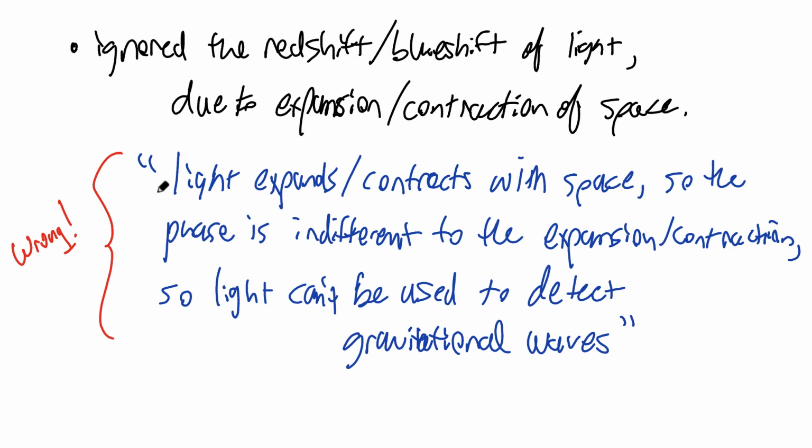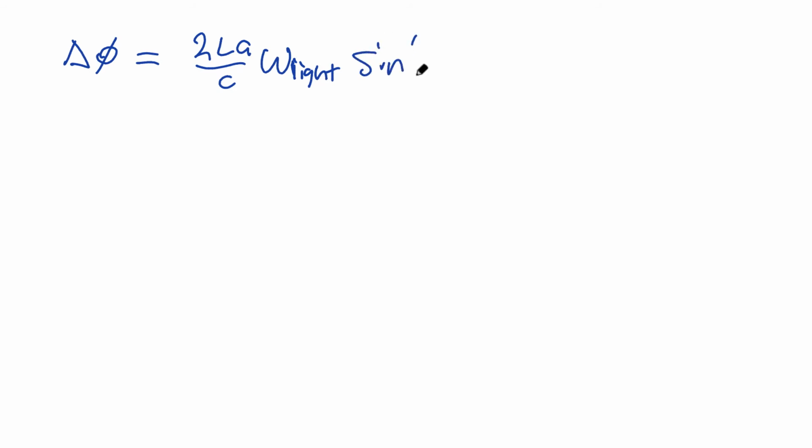But because the arms have different lengths, there will be a phase difference between the X and Y light waves when they're recombined. Let's see how this works out mathematically. We've already estimated the phase difference, delta phi. We found that's equal to 2LA divided by c times omega for the light, that's the angular frequency of the light, times sine of omega t naught.